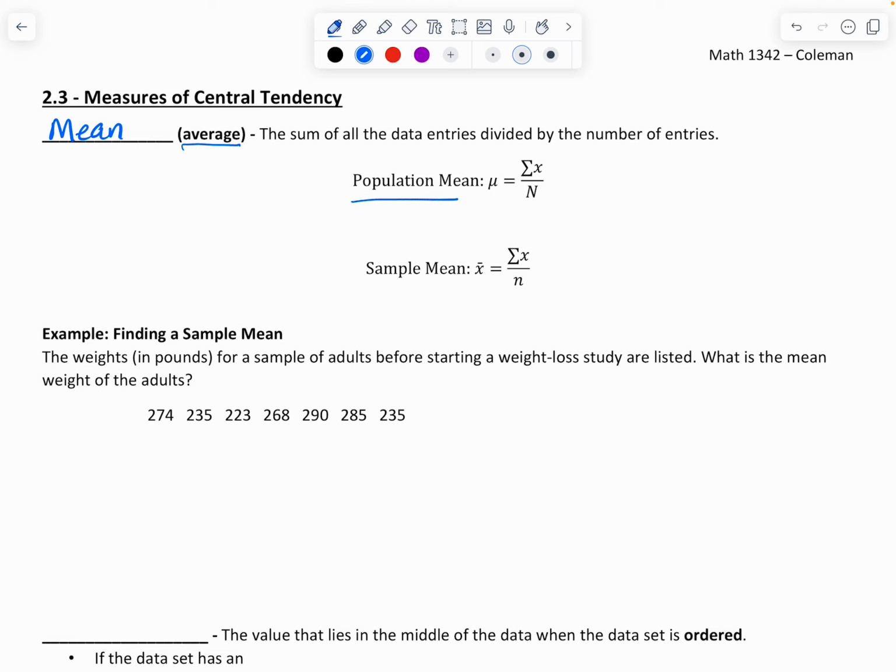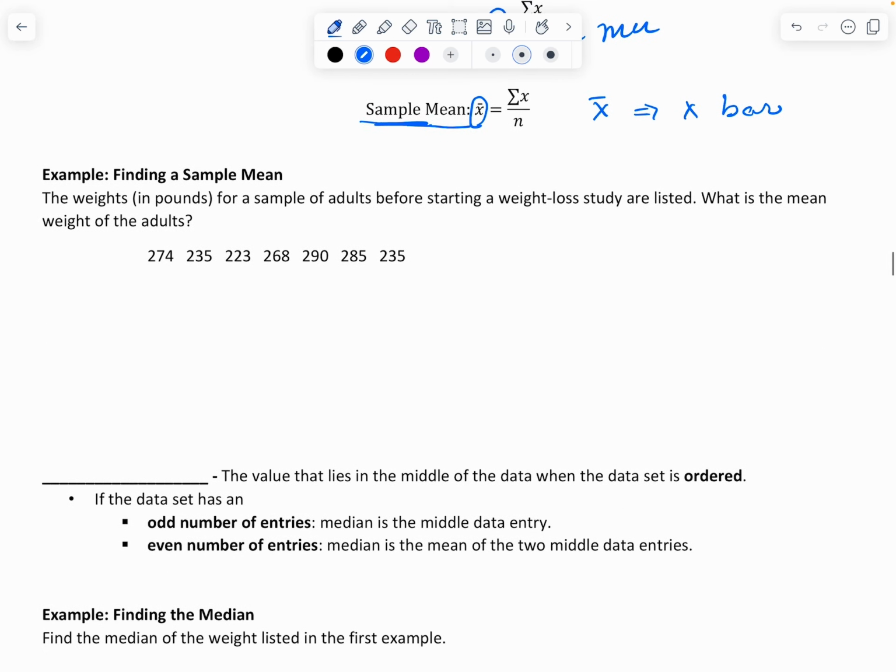You've all found the average before. We do determine the population mean and the sample mean distinguished differently. We use this Greek letter, which is mu, and then we also use the x with the bar over it, and literally we call that x bar. X bar represents the sample mean, mu represents the population mean.